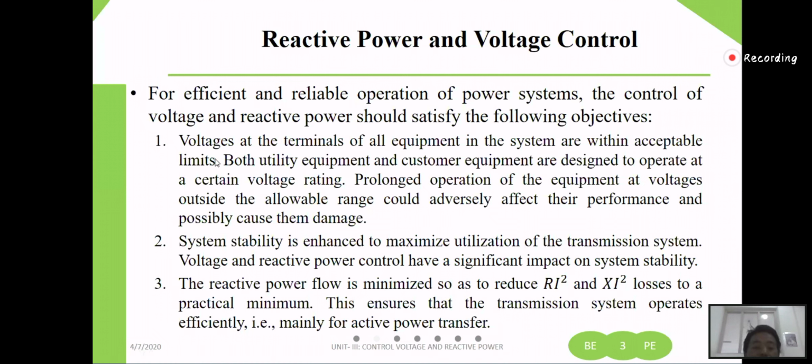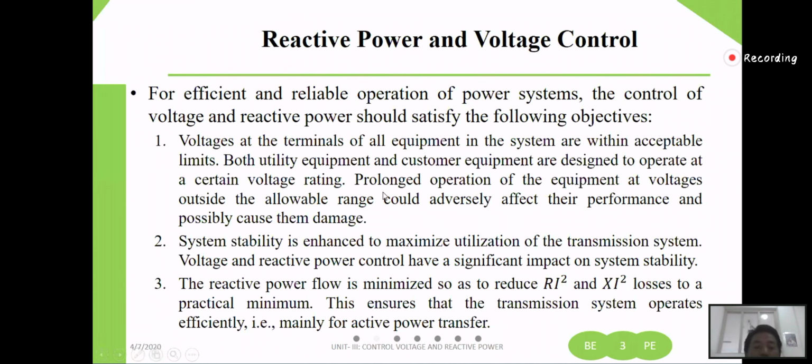It has been given there, right? So both utility equipment and customer equipment are designed to operate at certain voltage ratings. For example, a three-phase transformer should work at 400 volts. In the nameplate, it will be given. Then a synchronous generator, again, it will be given. At this voltage, it should work.